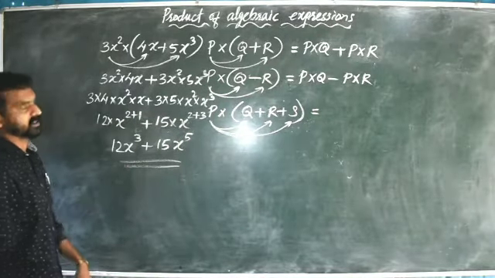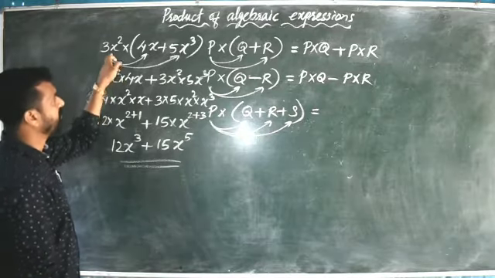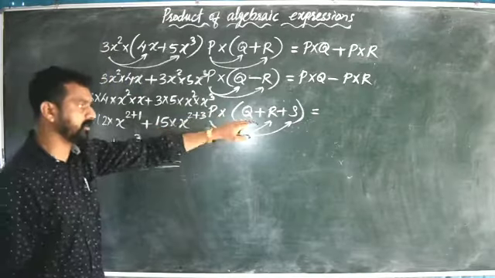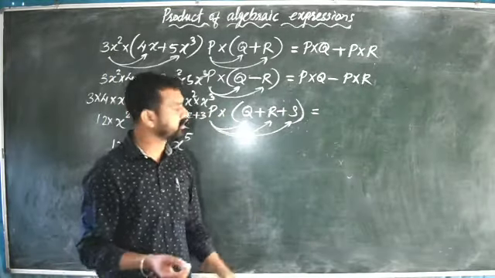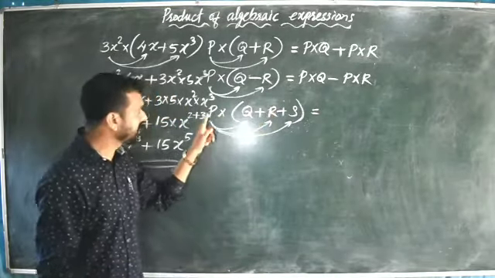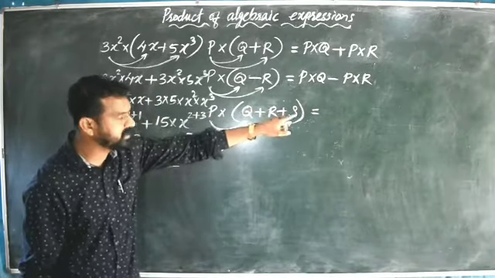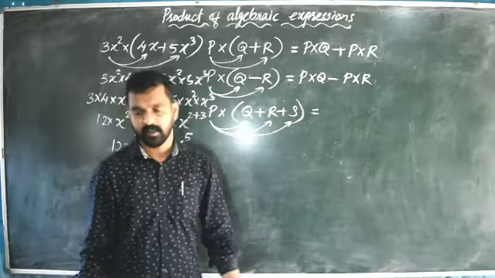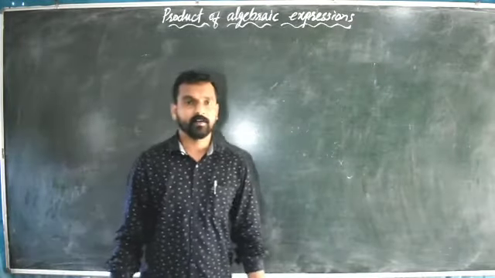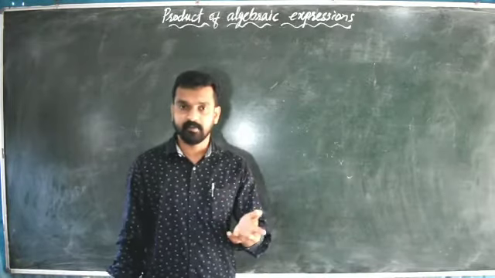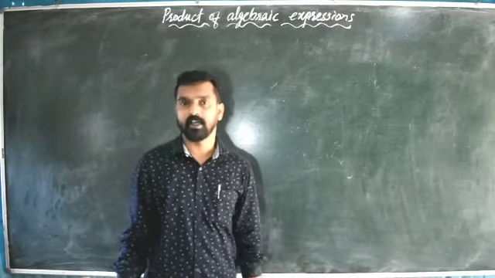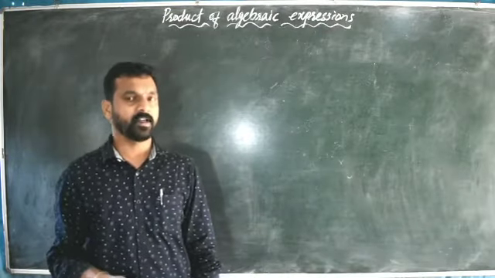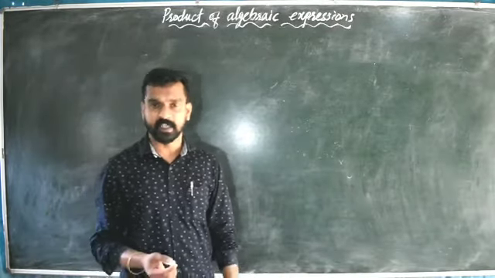That is the answer. So this way we can multiply a monomial by a binomial, or a monomial by a trinomial, or a monomial by a polynomial also. We can multiply the same way. With that monomial, multiply to every term of that binomial or trinomial or polynomial, and you will get the answer. Now next one is, how can we multiply a binomial into a binomial, or a binomial into a trinomial, or binomial into a polynomial, or a trinomial into a trinomial? We will multiply the same way only.